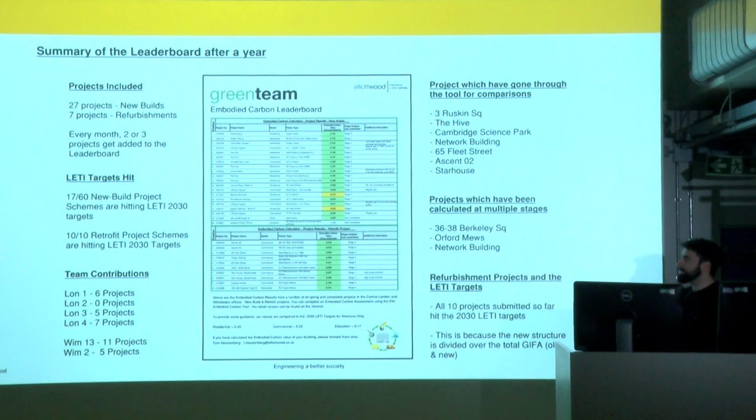17 of the 60 new build projects hit LETI 2030 targets, which demonstrates how difficult it is to get down to the 2030 targets. And we've got our retrofit projects, all 10 that are on there have hit the LETI target, but that's a little bit unsurprising because to calculate a refurbishment project for its embodied carbon, you use the whole building's internal floor area, not just the extension that you're adding on, the floors that you're adding on.